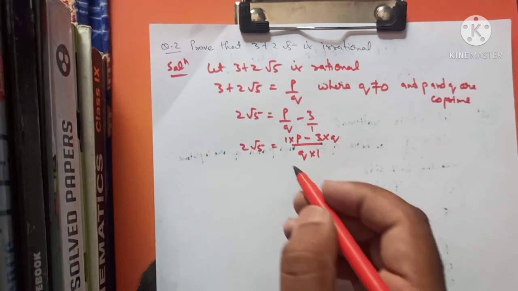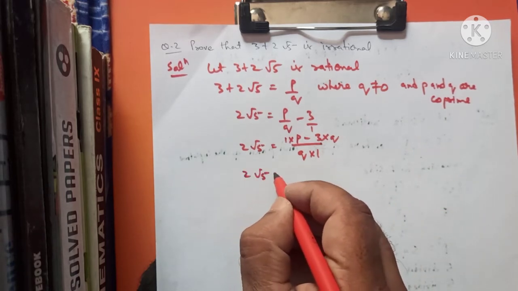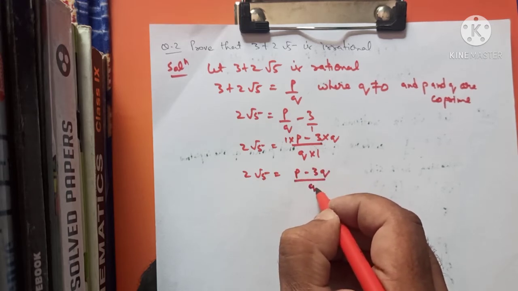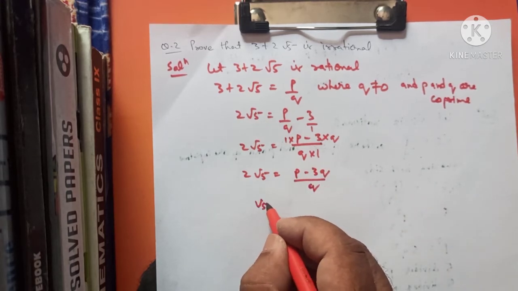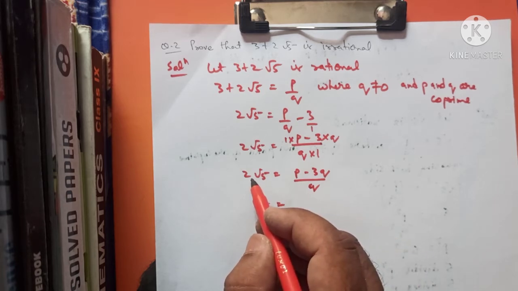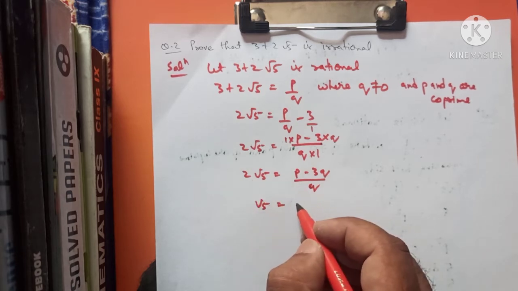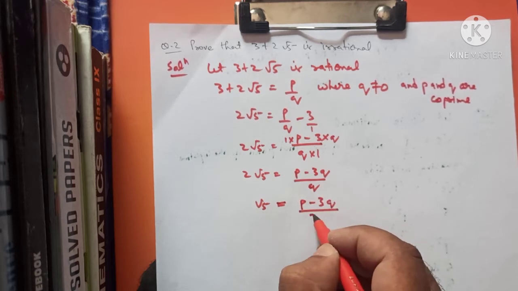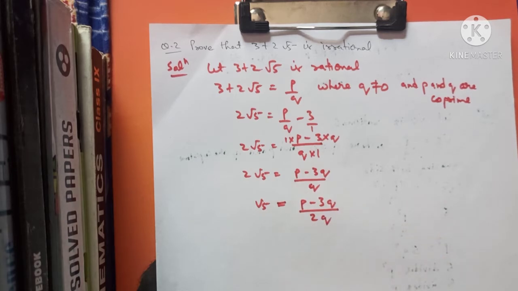So it will be 2 root 5 is equal to (P minus 3Q) upon Q. Now root 5 will be equal to, since this 2 is in multiply, to the other side it will become divide, so it will be (P minus 3Q) upon 2Q.